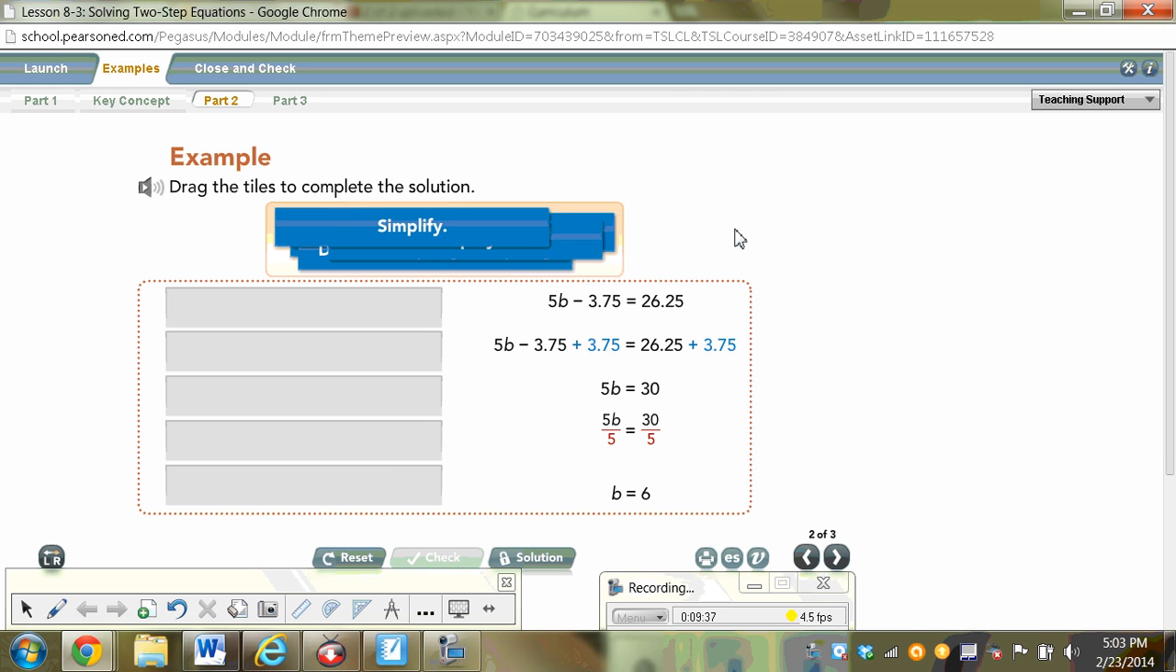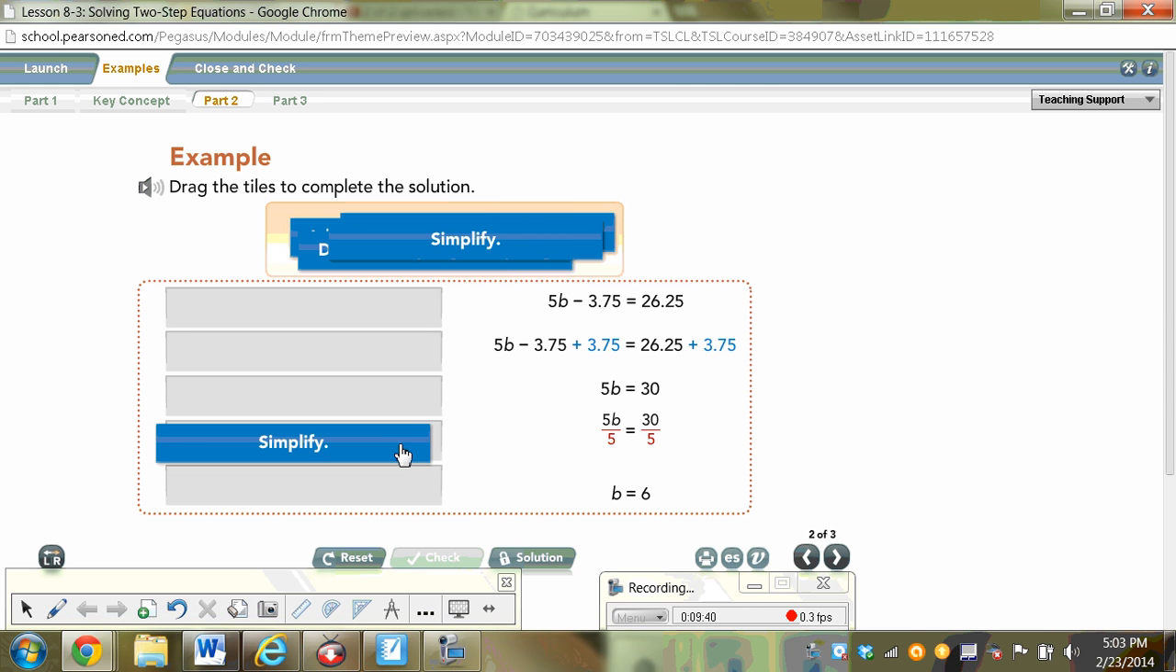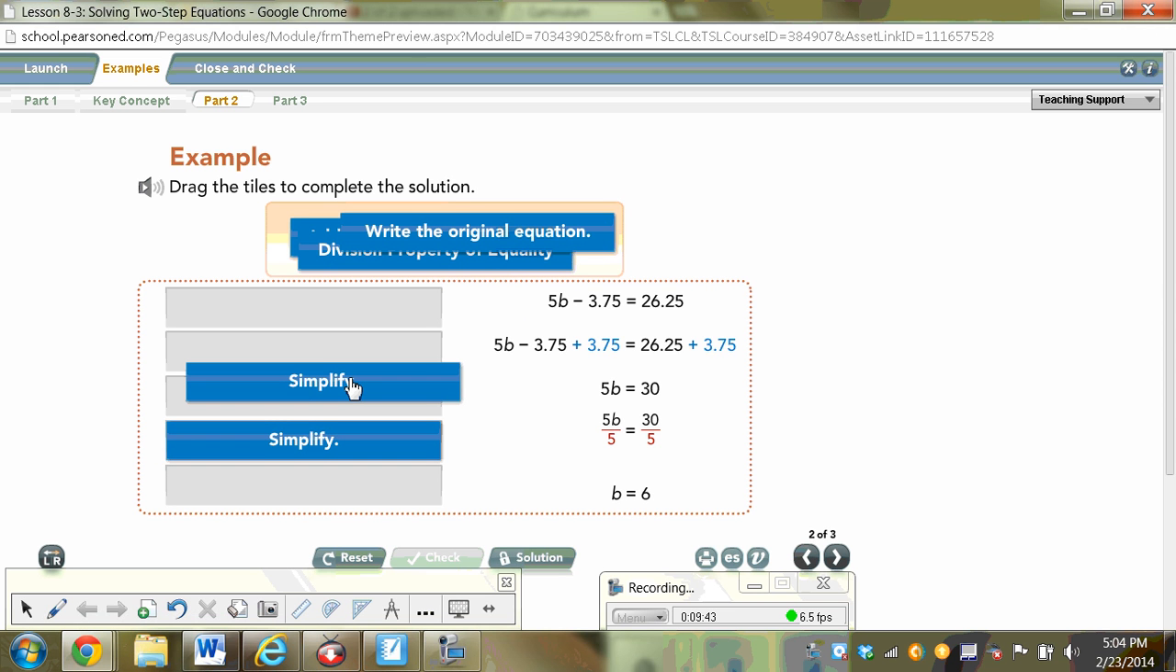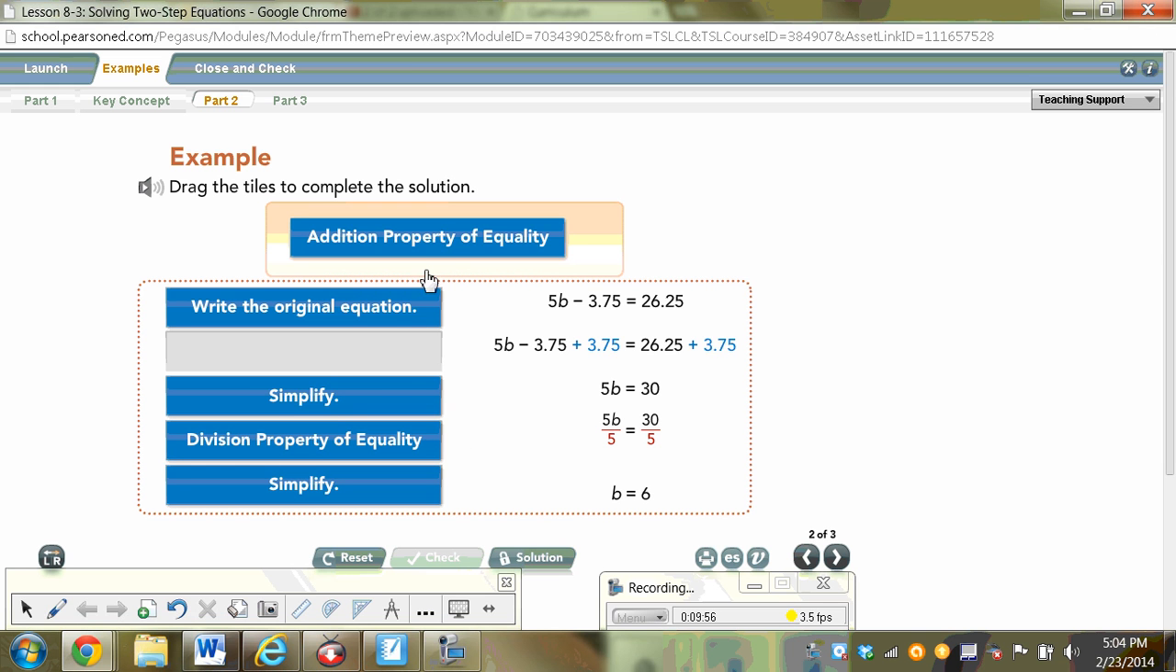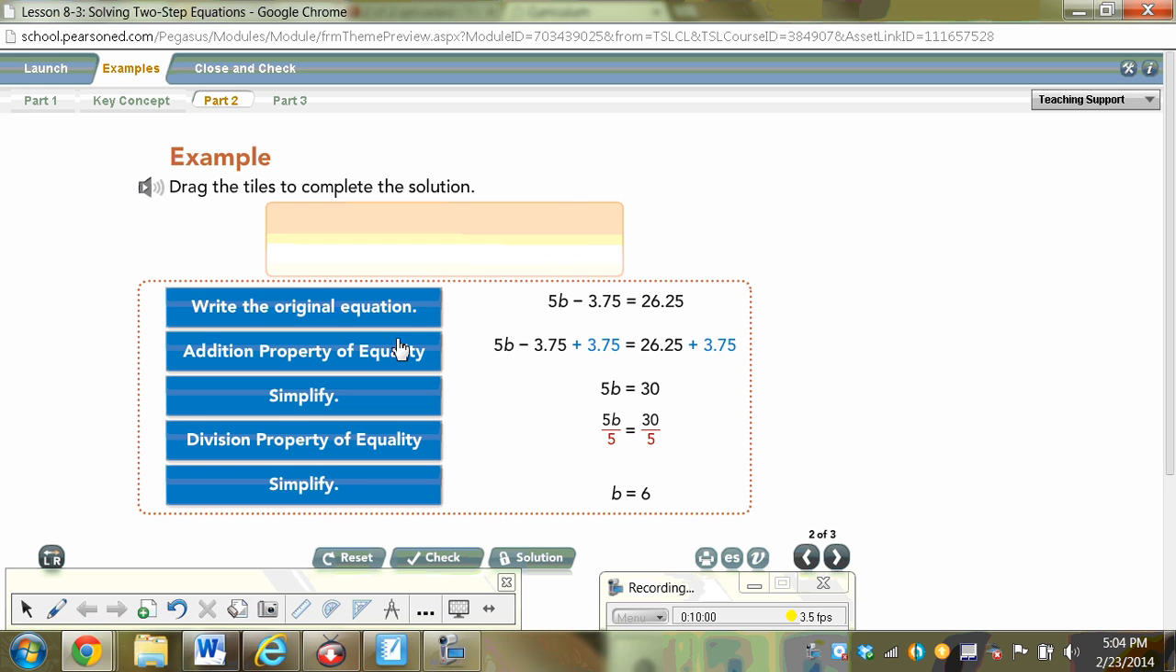Fancy terms. The division property of equality. Addition property of equality. Hopefully you remember some of these things. So we write the original equation. The addition property of equality means if I'm subtracting, I can add something, then simplify. I'm going to need to divide because I'm multiplying, and then I need to simplify again. And again, yay for us.